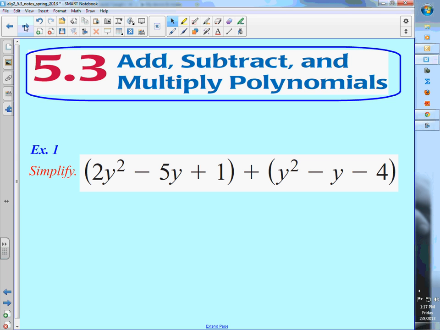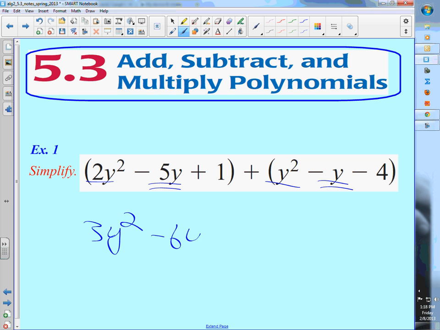When it's addition, the parentheses around the polynomials really don't matter at all. You're just going to combine the y squares. What do you get? 3y squared. Then you have y's and y's. Negative 6y. And the numbers, the constants, positive 1, negative 4. That simple.